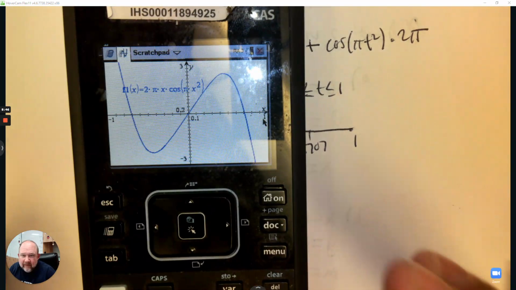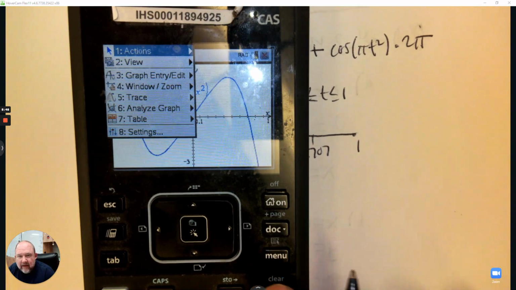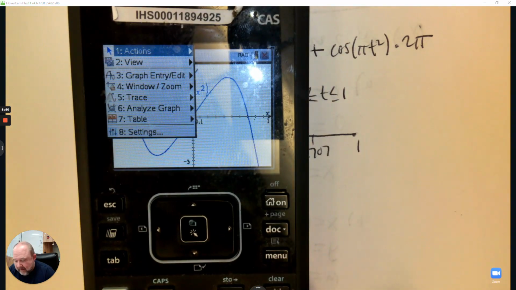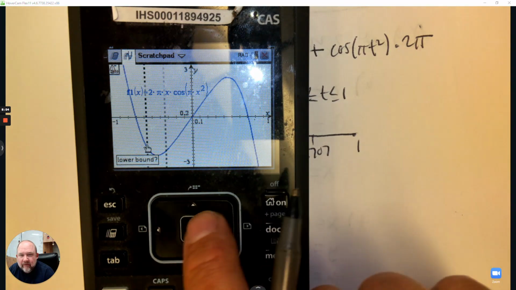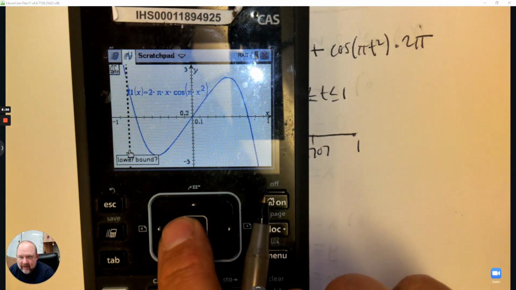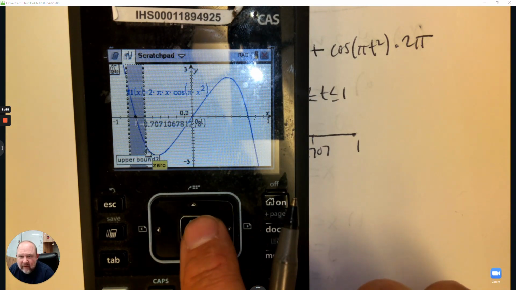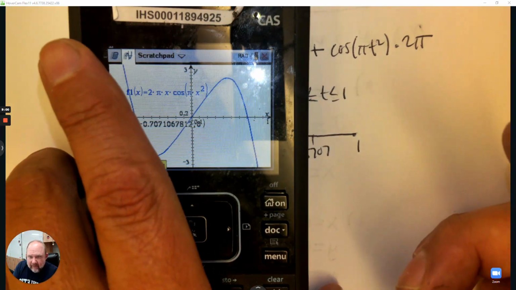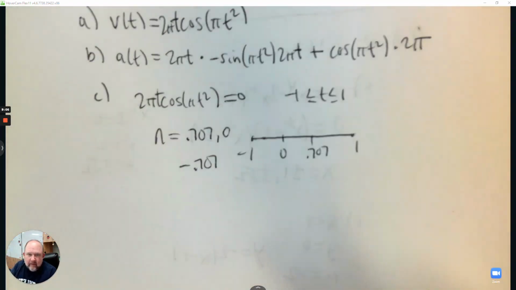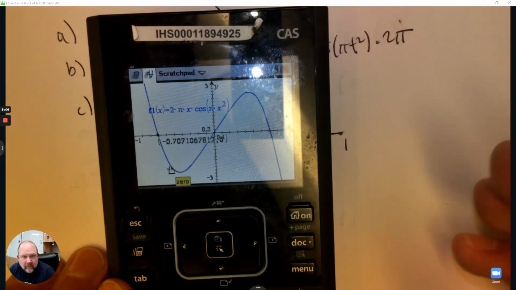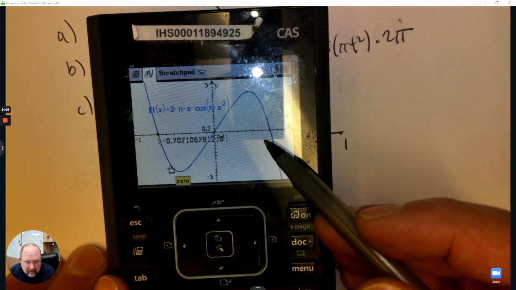So, in fact, let's do it right here. I missed a 0, right? So, analyze 0. It's much easier off the graph than what I just did. If I move this to the left, I want to know where it crosses the axes. So, here and here, it's negative 0.707. It's 0, and on the other side is positive 0.707.